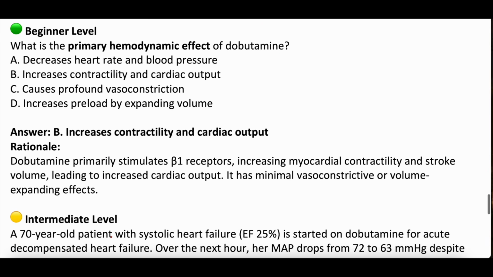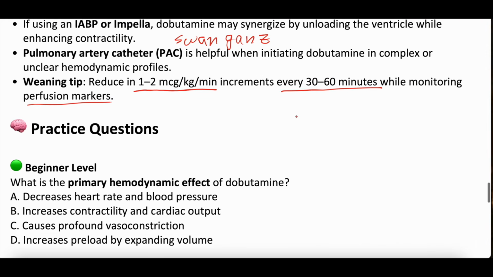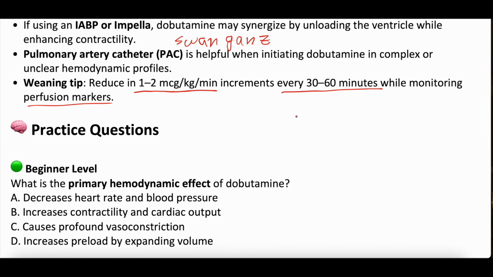We haven't done this in a video before, or an episode if you're listening to this in podcast form. So we divided them up into a beginner question, an intermediate, and an advanced. And those watching this on YouTube, we think we just showed you the answer to the first one. Apologies. So the beginner question: what is the primary hemodynamic effect of dobutamine?